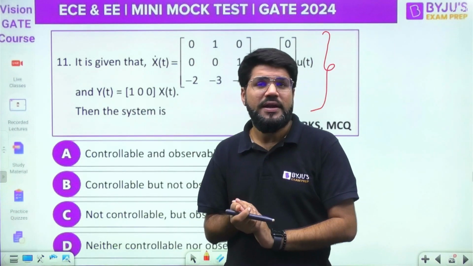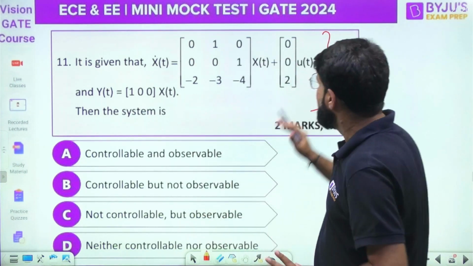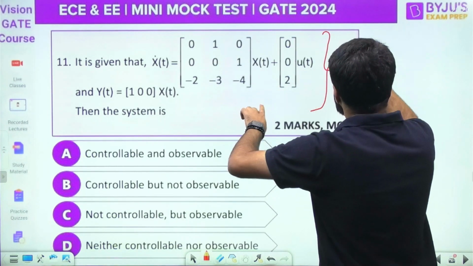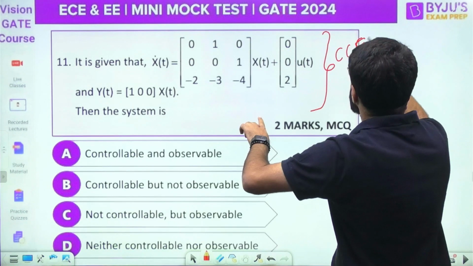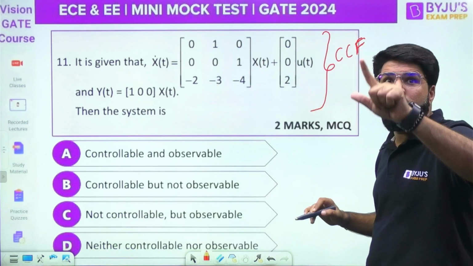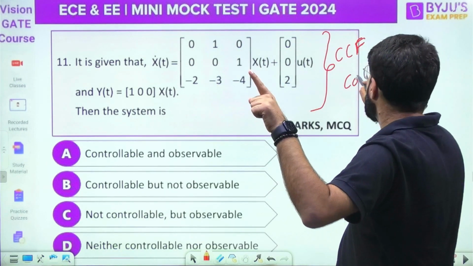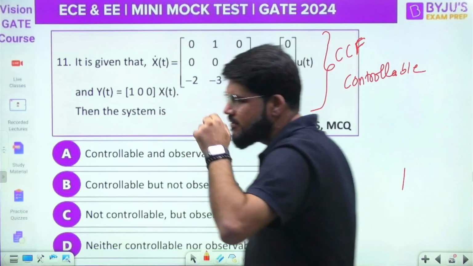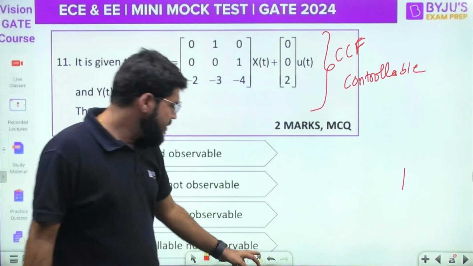Okay, please make a note. It is going to be lengthy. So you should identify, looking into this matrix, if you have studied the topic thoroughly, that it is CCF form, controllable canonical form, and controllable form is always controllable. That is why it is named CCF.